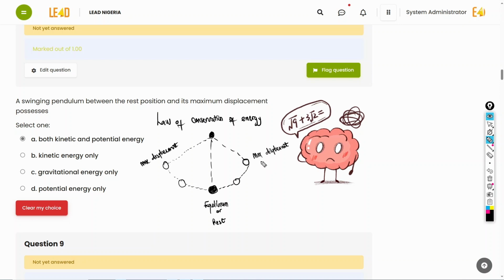So the two forms of energy that are at work here are the gravitational potential energy and the kinetic energy. If you know your formulas, your gravitational potential energy depends on height. The formula is mgh. And your kinetic energy depends on what? Velocity, half mv squared. So at the maximum displacement, here's what you will notice.